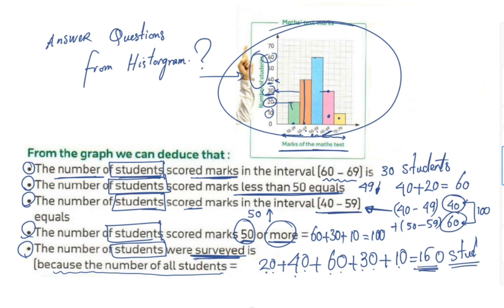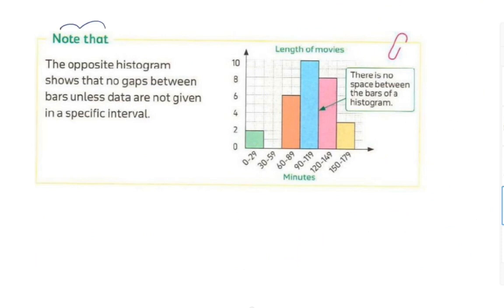Now we learned how to get some information from this histogram. Okay, go to next. We have an important note. The note says the opposite: this histogram shows no gaps between bars. It's a condition for a histogram, unless data are not given in a specific interval. What's the meaning of this note?